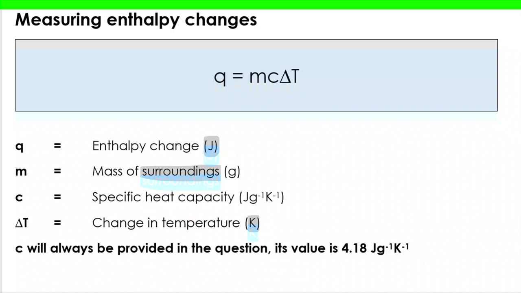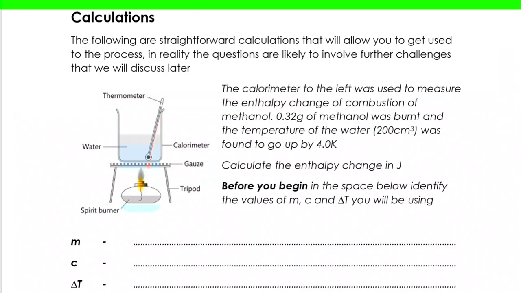And then M is the one that proves most problematic, and we'll get to see this in action when we look at some example questions. But we're looking at the mass of the surroundings in grams. That's not the mass of reactant, it's not the mass of reagent, it's the mass of the substance that the reaction is taking place in. Commonly, that's water, and that's why we've got the specific heat capacity of water provided. So let's jump in with a quick question. We've got a calculation here. Have a go at picking out the key information for the three pieces of data, M, C, and delta T.